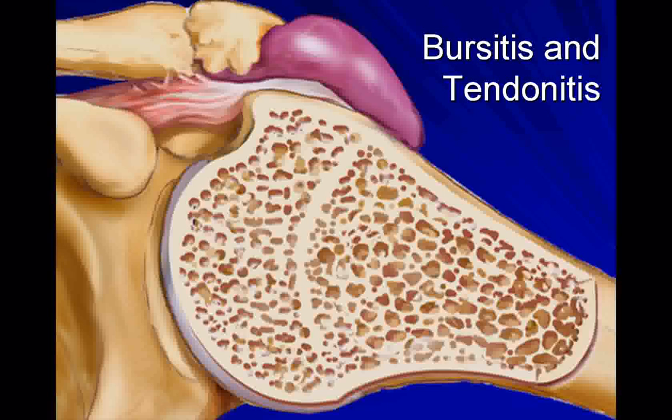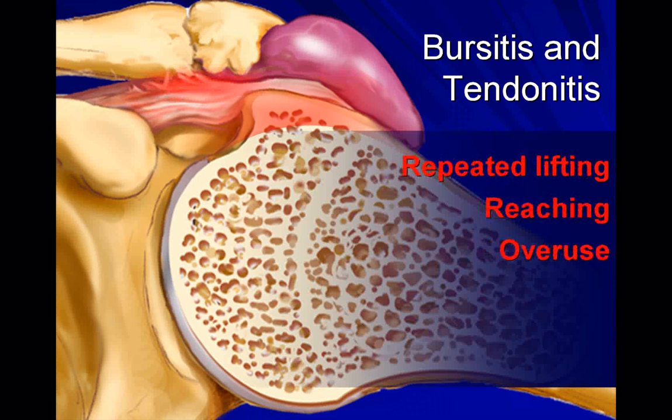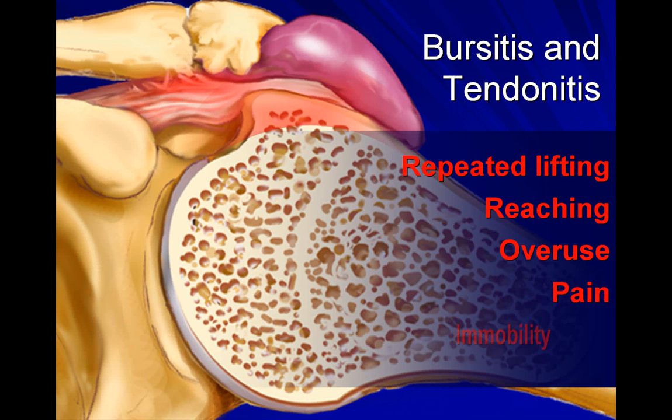Bursitis and tendinitis are irritation or inflammation of the protective linings and connecting tissues of the shoulder joint. Repeated lifting, reaching, or other overuse activities can injure the bursa and tendons. Bursitis and tendinitis pain is usually pinpointed to specific areas within the shoulder. Without proper treatment, bursitis and tendinitis pain and immobility get progressively worse.